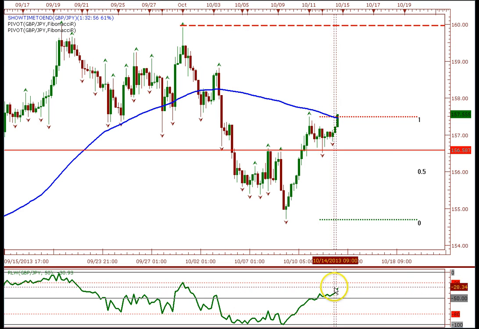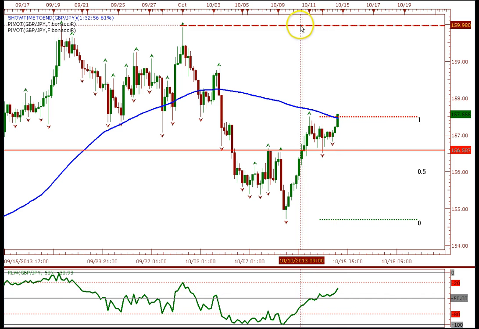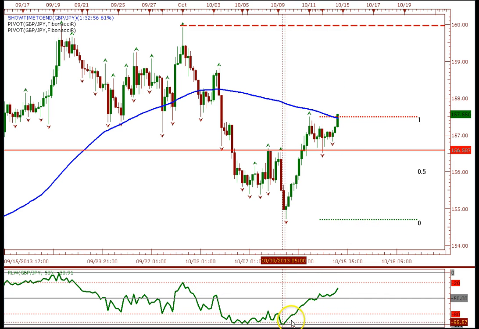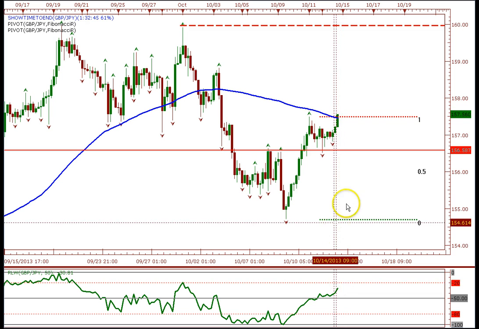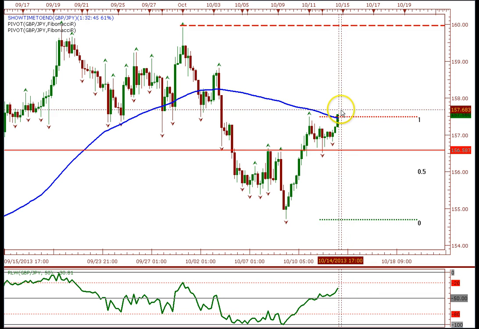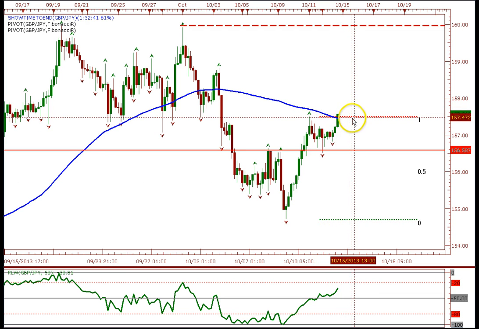All right, so we're yet to break into the overbought level. We're coming from the oversold level, and we're up past the -50 on the Williams percent R. So this is looking like a good opportunity too. We want to see where that closes. We want that to close above that level.